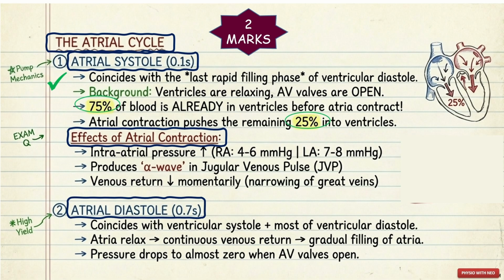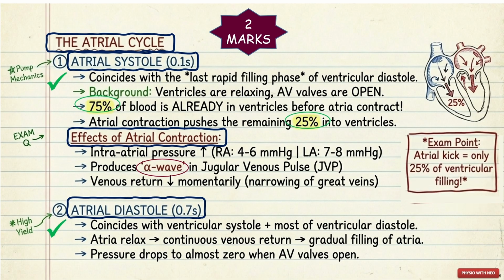Second part is atrial diastole. It coincides with the ventricular systole and most of the ventricular diastole. And when the atria are relaxing, continuous venous return causes gradual filling of the atria. One point important to write about is the atrial kick, that atrial contraction gives only 25% of the ventricular filling.